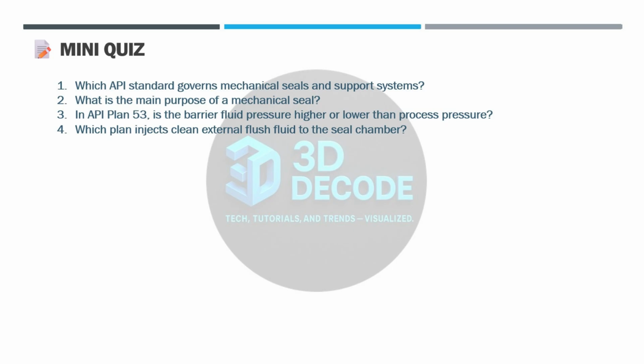Mini quiz. Drop your answers in the comments. 1. Which API standard governs mechanical seals and support systems? 2. What is the main purpose of a mechanical seal? 3. In API Plan 53, is the barrier fluid pressure higher or lower than process pressure? 4. Which plan injects clean external flush fluid to the seal chamber?